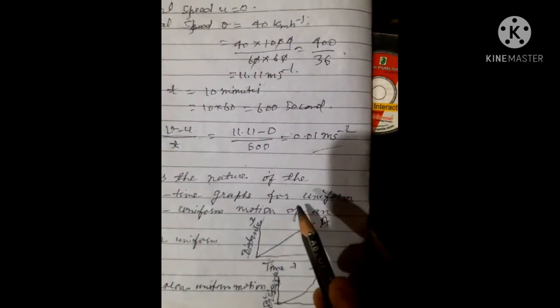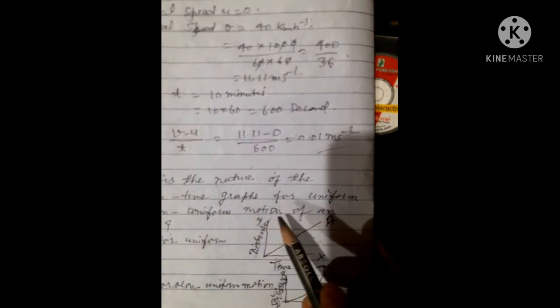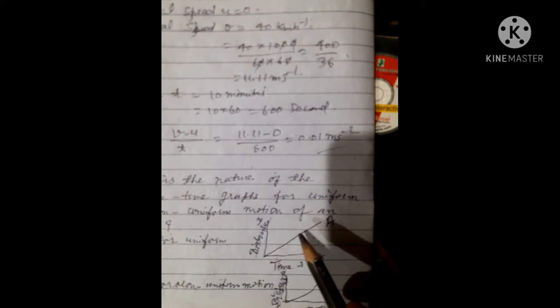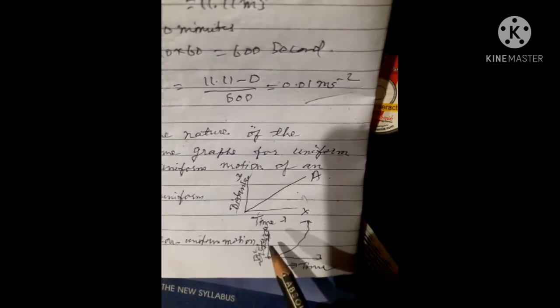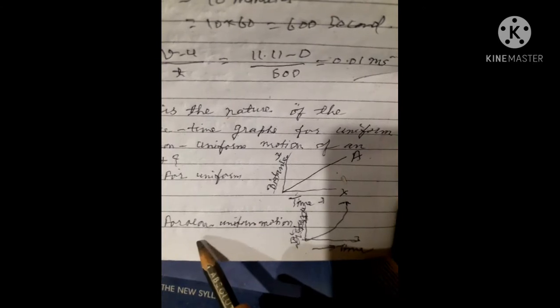Now, what is the nature of the distance-time graphs for uniform and non-uniform motion of an object? Here you are observing this figure for uniform, and for non-uniform motion this figure is here.